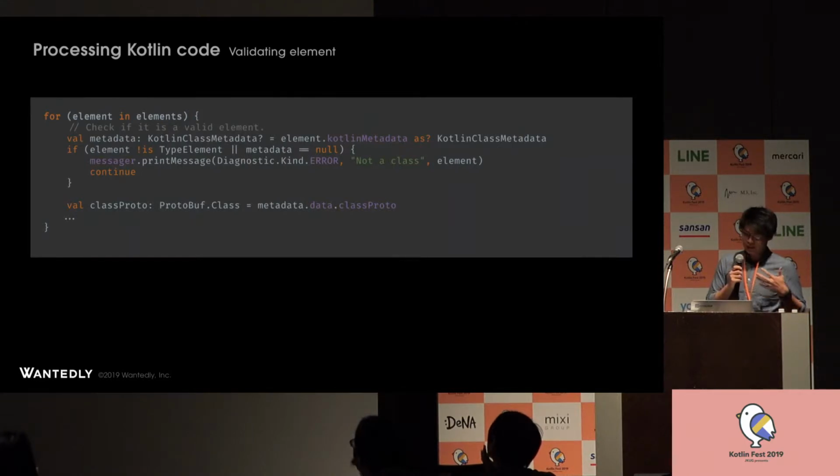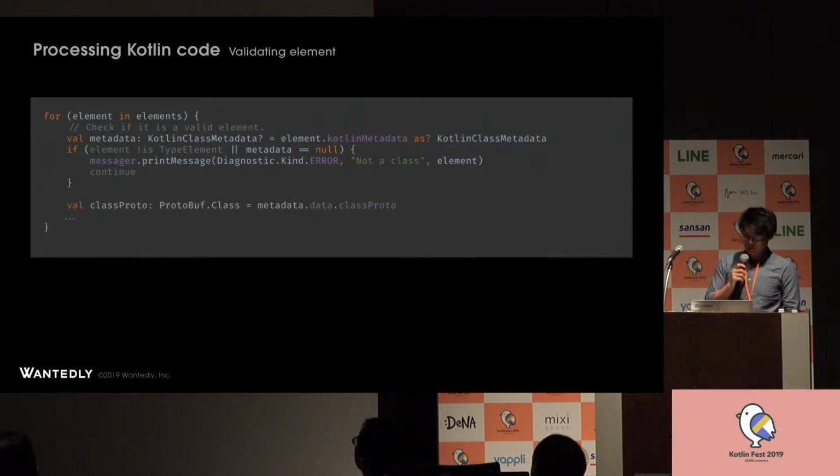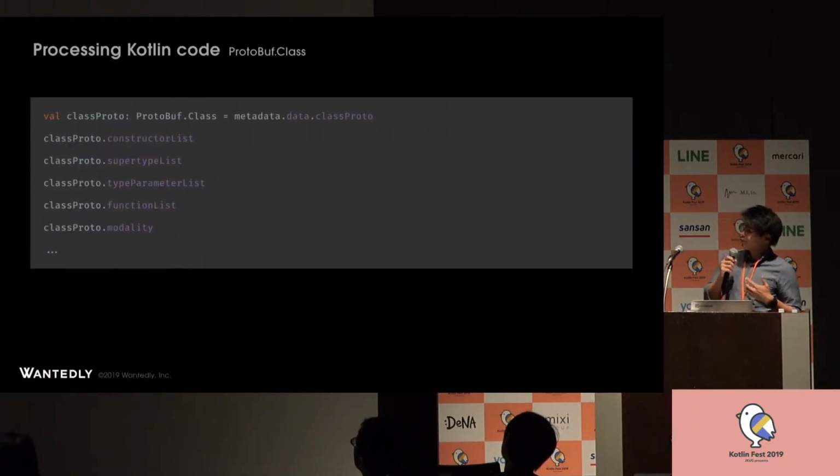Even though we've set the annotation target to the class itself, it's still a good practice to check that the element is an instance of TypeElement. And also check that the element has metadata of type KotlinClassMetadata. With KotlinClassMetadata, we can get a reference to a class proto. This class allows us to read properties of a Kotlin class. For example, we can get a list of constructors, supertypes, type parameters for generic types, list of functions, and modality of a class.